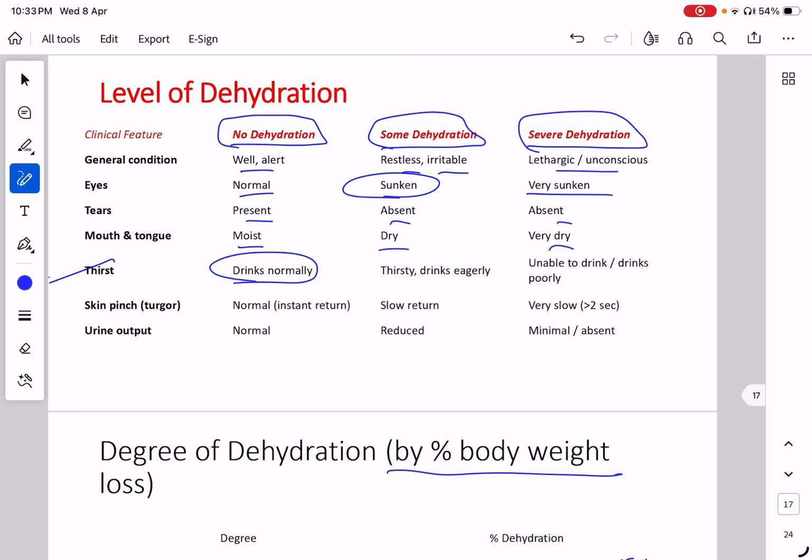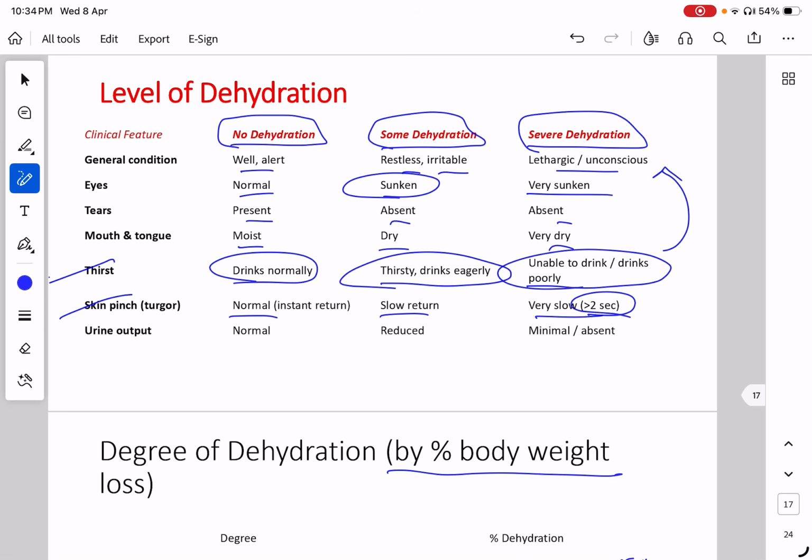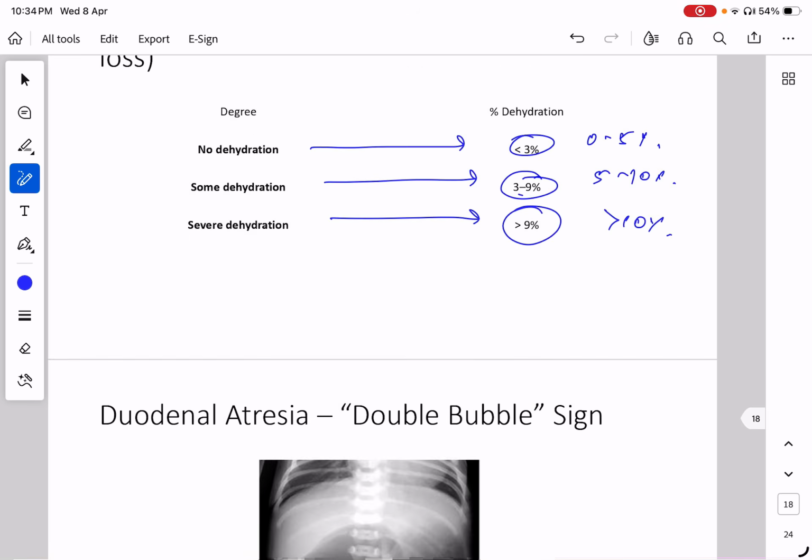Drinks normally in no dehydration. Drinks eagerly in some dehydration. Unable to drink or drinks poorly in severe dehydration, because the child becomes very lethargic. Skin pinch or turgor: normal, then slow return, and very slow return of more than 2 seconds. Urine output is normal in no dehydration, reduced in some, and minimal or absent in severe dehydration.